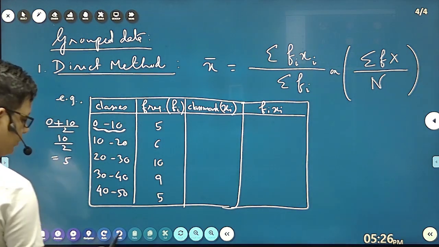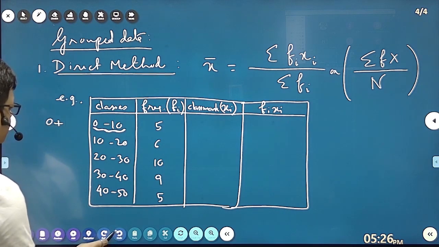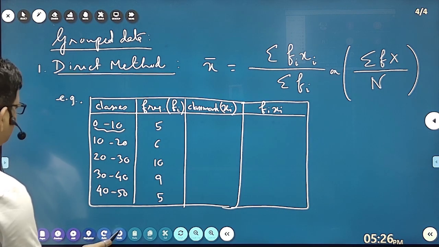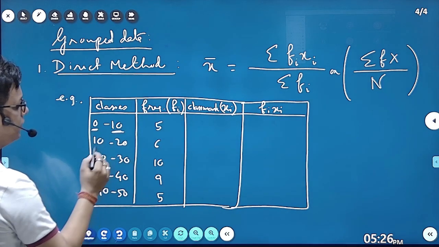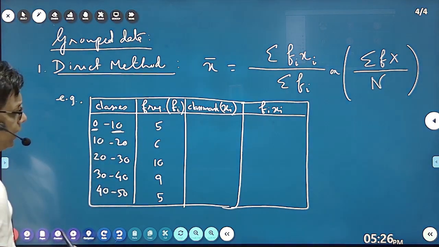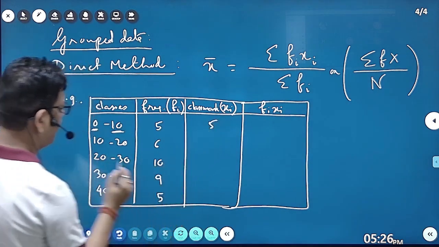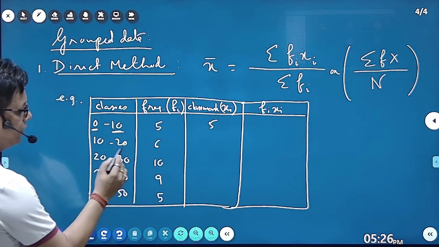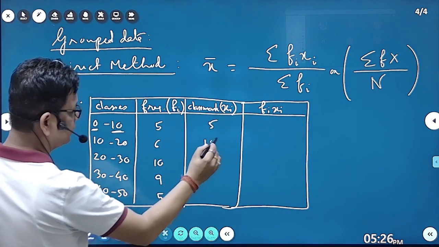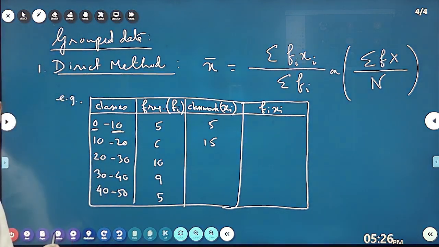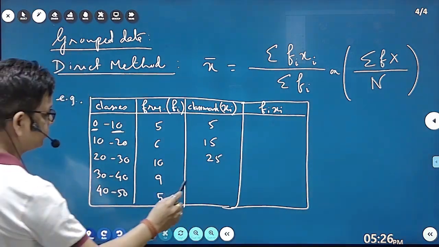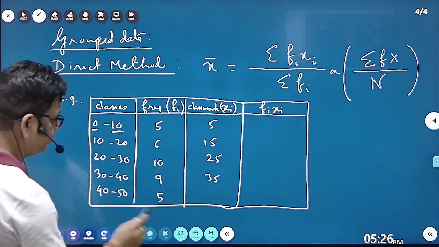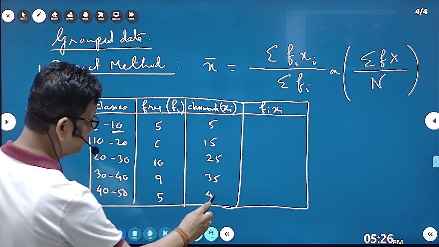So without doing this, if your numbers are small and understood by you, you can directly write it. Class mark means lower limit plus upper limit divided by 2. So 0 plus 10 is 10, 10 by 2 is 5. Now 10 plus 20, 30, 30 by 2 is 15. Even looking at that, you understand 20 and 30, the middlemost will be 25. 30 and 40, the middlemost will be 35. And 40 and 50, the middlemost will be 45.